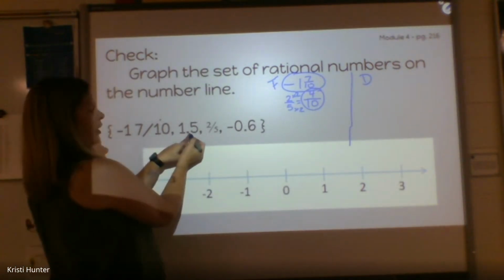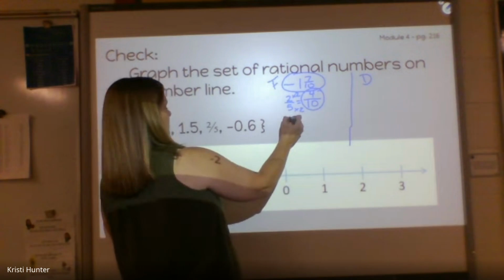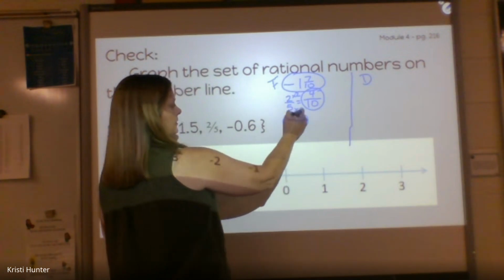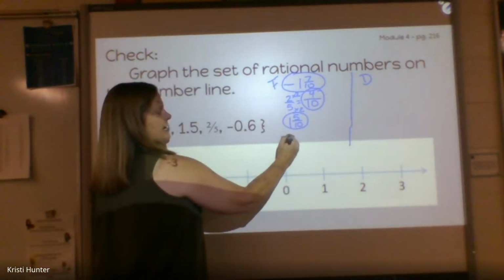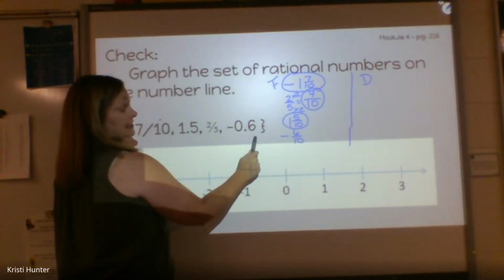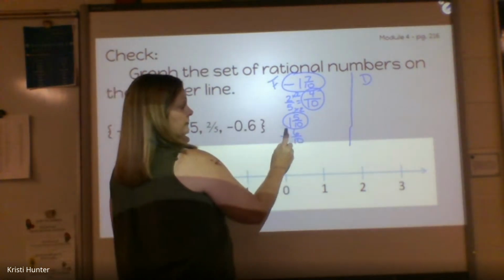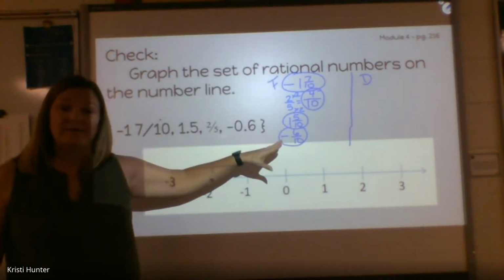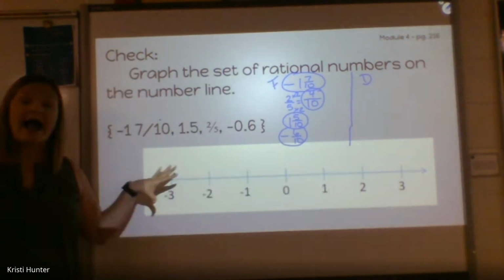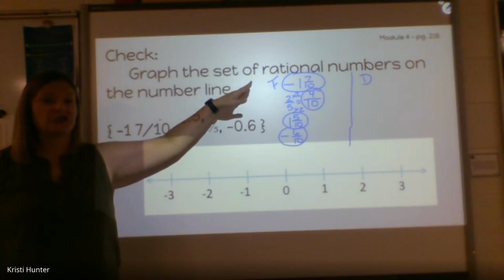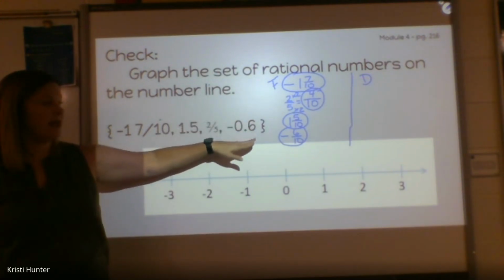Now I need this 1 5/10. So 1 5/10. There's my third one. And then this one is a -6/10 because that 6 is in the 10th spot. Okay. So now I have them all as fractions and I can graph this on the number line. Right? If you were my fractions, make sure you have those same fractions written down.